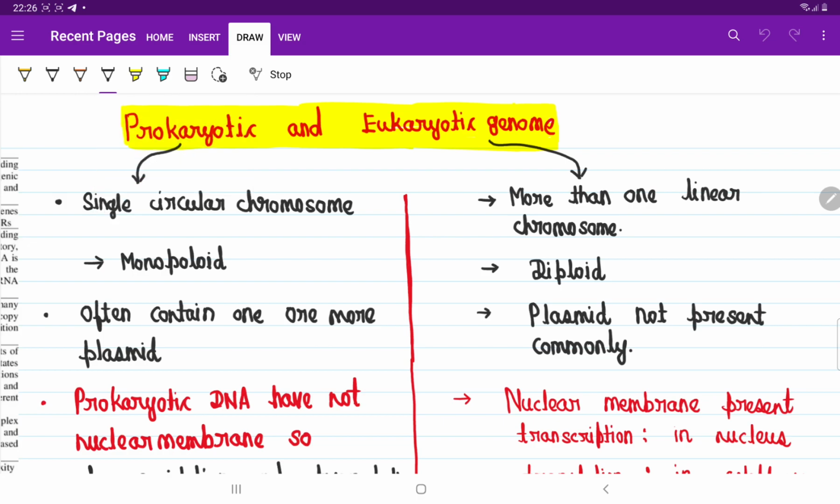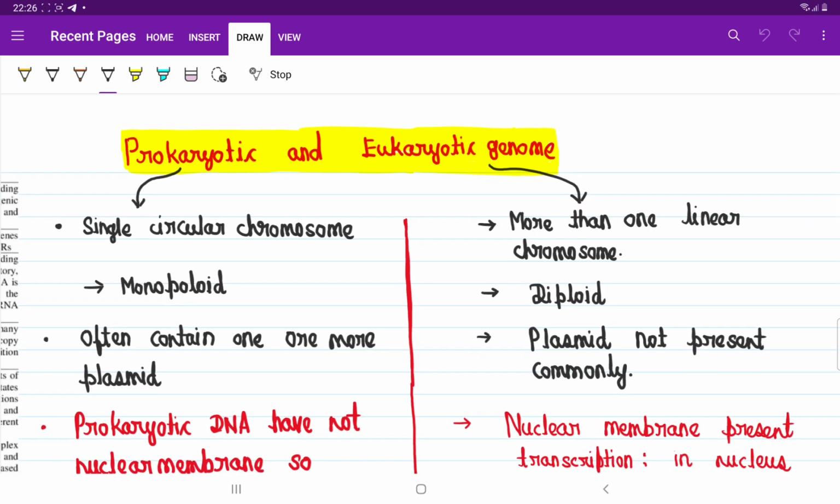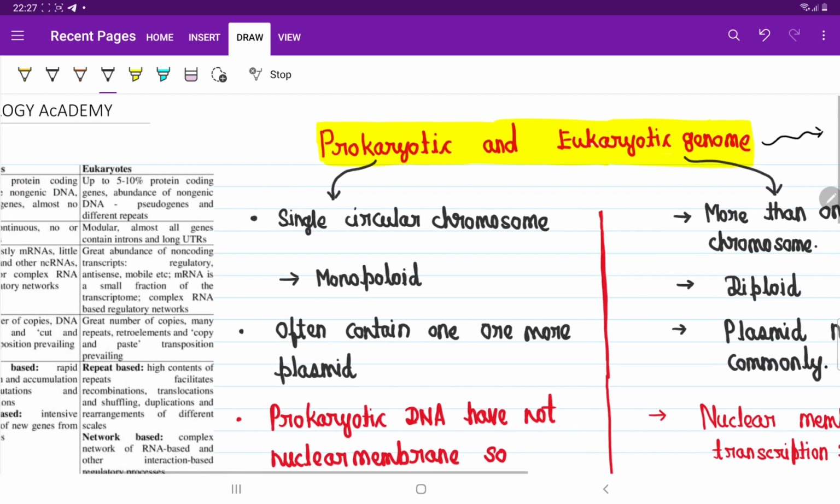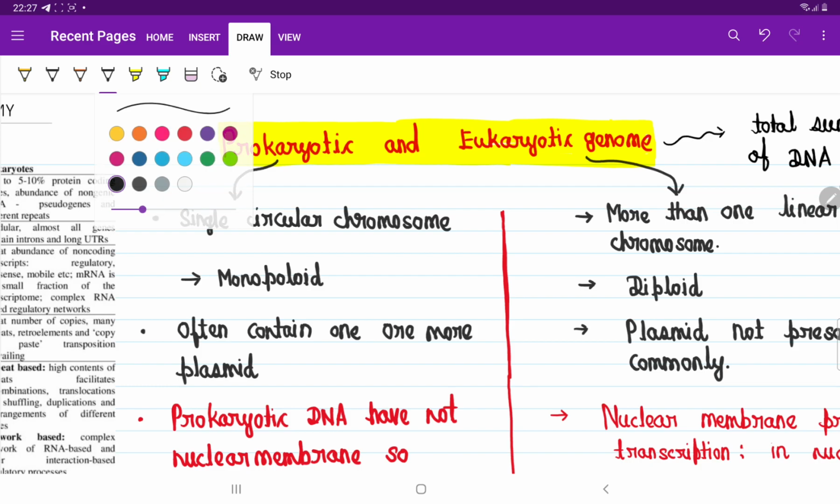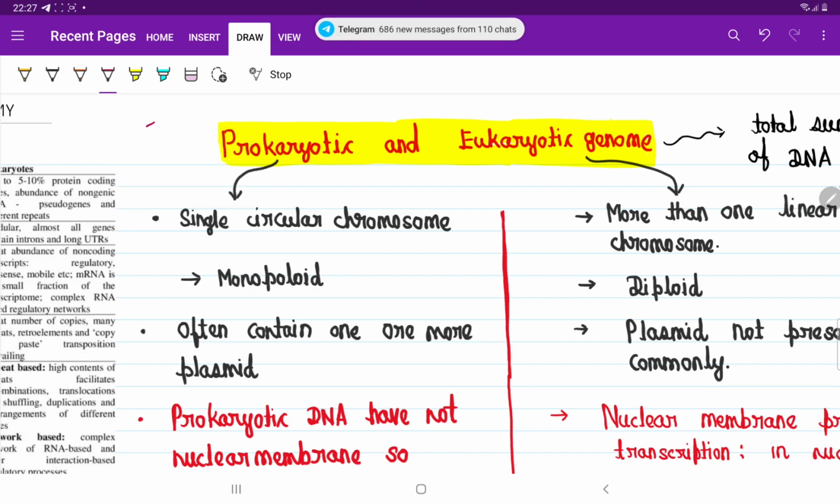In this video, we will discuss the difference between prokaryotic genome and eukaryotic genome. We all have a basic idea about the prokaryotic and eukaryotic genome. We all know that genome is the total sum of DNA of a cell. That is only genome. So we all know that prokaryotes have circular DNA in their cytoplasm.